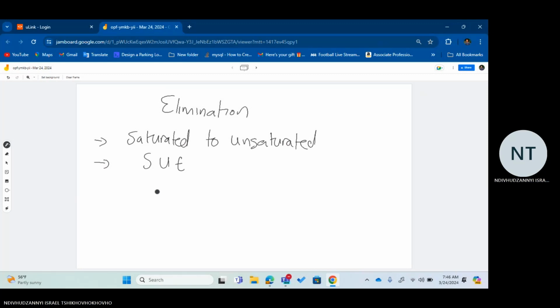And we only have two types of elimination. And the rule that you are going to use here is called Zaitsev rule. I'll try and paraphrase that and explain how it works. So the carbon with the least number of H atoms will lose an H, right? I'll demonstrate that, then you'll get an idea of what's going on.